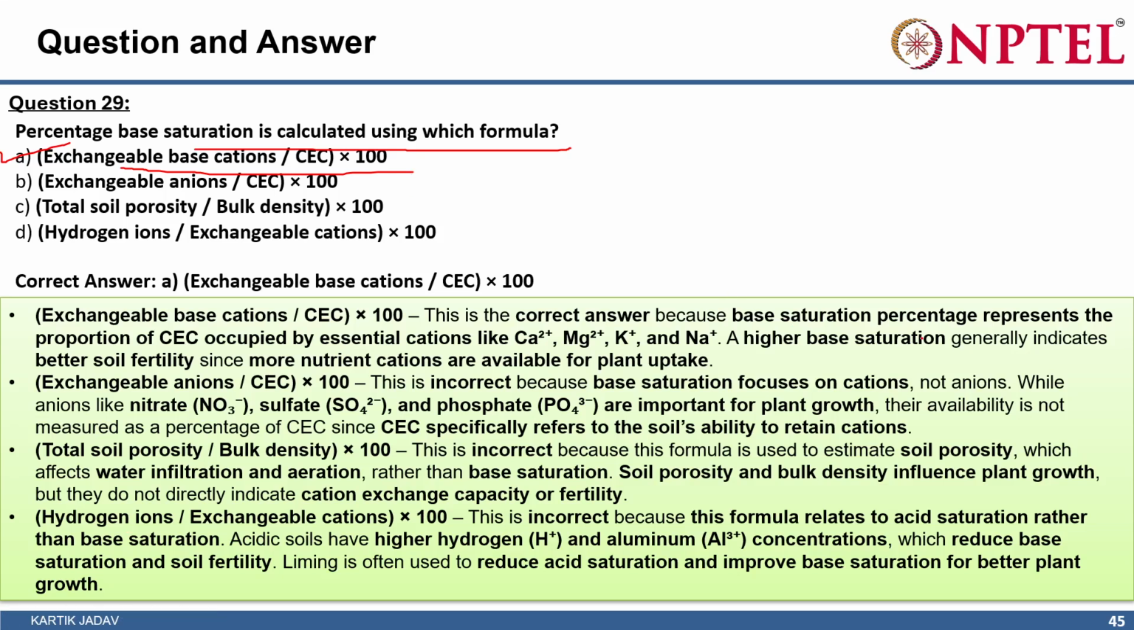Why? Because base saturation percentage represents the proportion of cation exchange capacity occupied by essential cations like calcium, magnesium, potassium, and sodium. A higher base saturation generally indicates better soil fertility since more nutrient cations are available for plant uptake. While exchangeable anions to cation exchange capacity is incorrect because this is defined as anions. So base saturation is defined as exchangeable base cations, not anions. So exchangeable base cations divided by cation exchange capacity times 100. So the correct answer is option C.